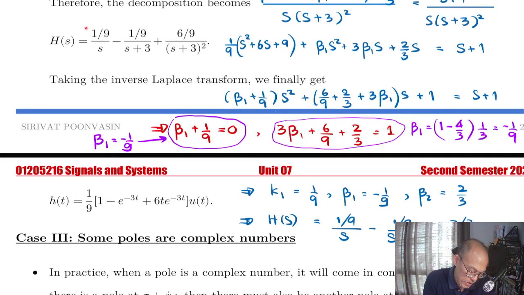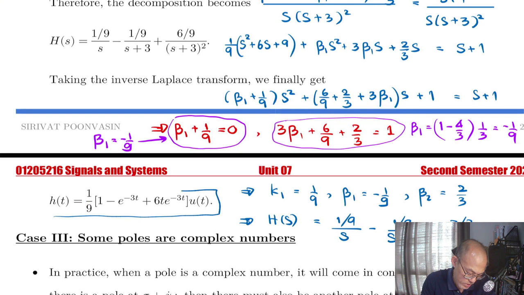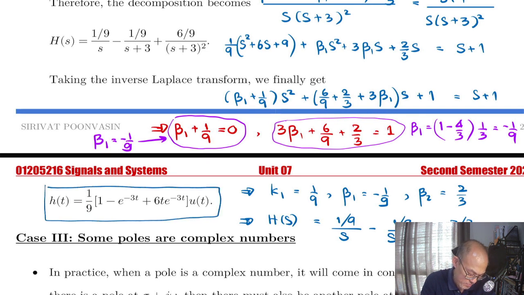So when you take the inverse Laplace transform of each term, you're going to get this. By looking at the table, you're going to get this. So this is your answer, your solution. This is the case when there are repeated poles. Okay, inverse Laplace transform.